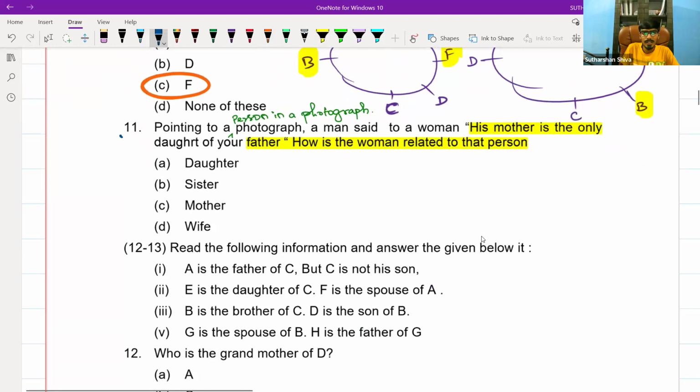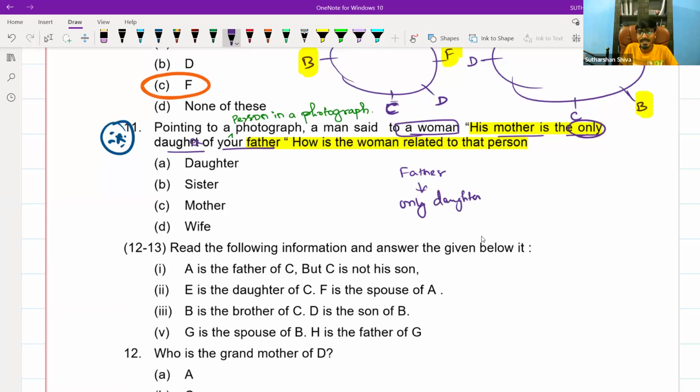Then the 11th one, an interesting one, another important one for your discussion. Pointing to a photograph, a man said to a woman, pointing to a person in a photograph, his mother is the only daughter of your father. First, they are saying your father's only daughter.